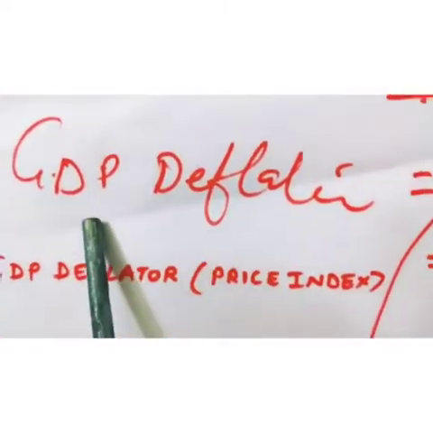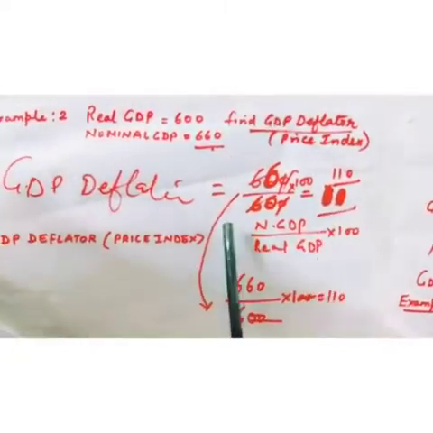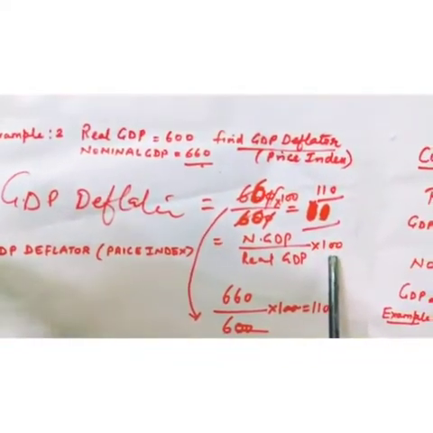Okay, now GDP deflator is known as price index. As I told you, GDP deflator is equal to GDP at current price upon GDP at constant price into 100. Okay.